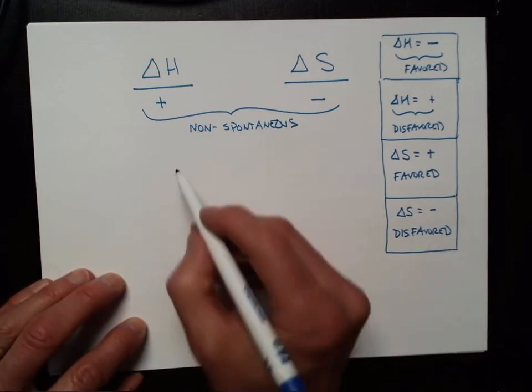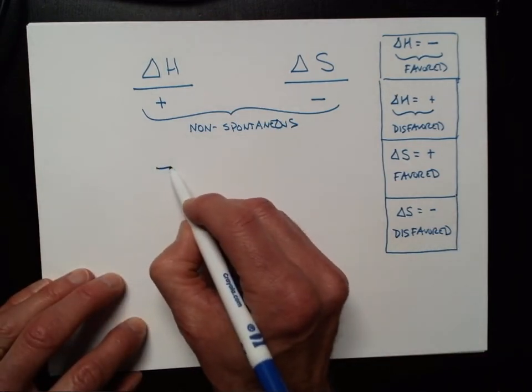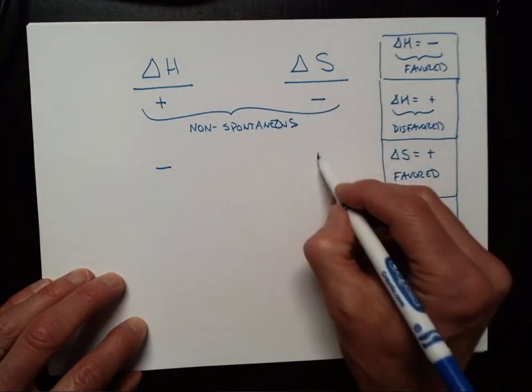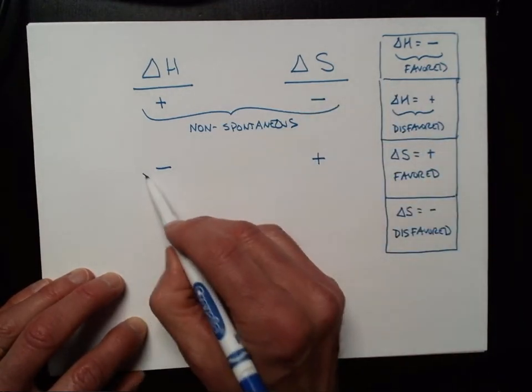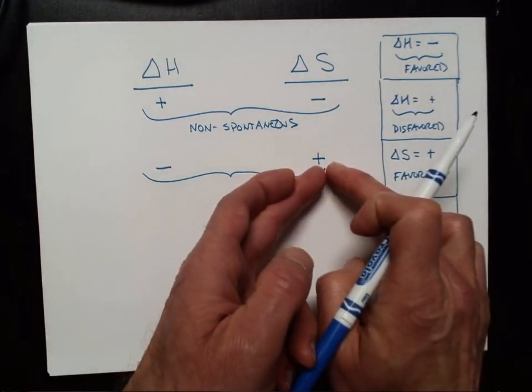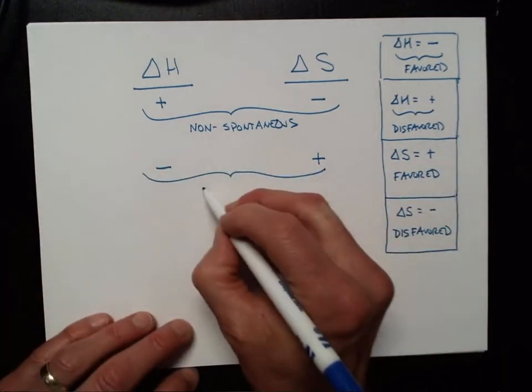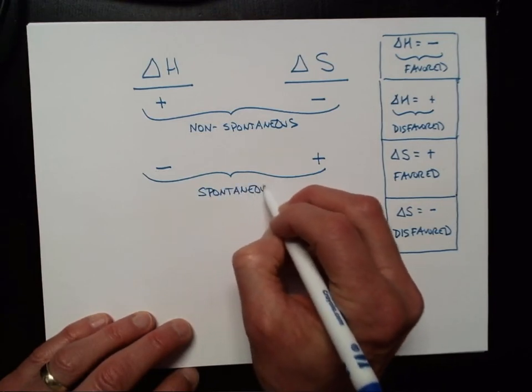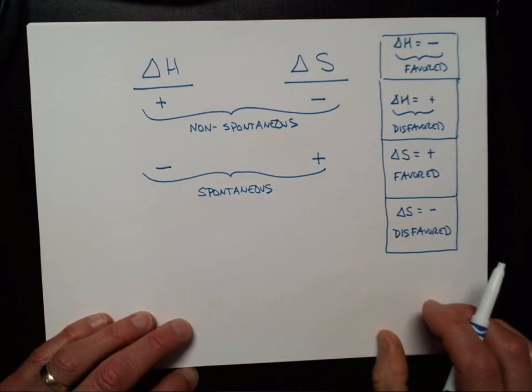Let's look at another case. Let's do the opposite. Let's take delta H negative, which is favored, and delta S positive, which is favored. In this case, you've got something going on where the matter's spreading out and the energy's spreading out. That's going to happen. That's going to be spontaneous. It's just going to happen on its own.